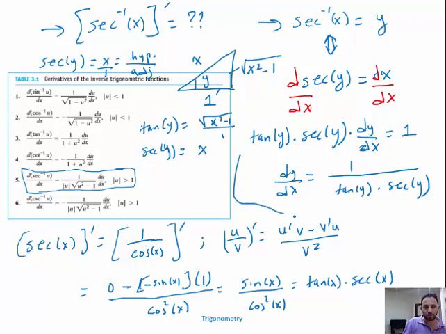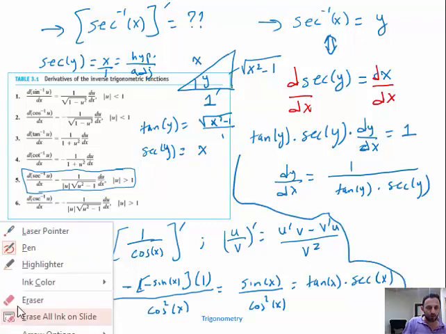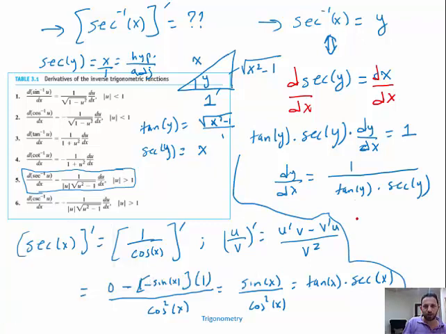So now I can replace 1 over tangent y with radical x squared minus 1, and secant y is x. And we know that the hypotenuse will never be negative, so we need to have an absolute value here. And that is the same as the equation given to us. Of course, this is in terms of u, and if it is in terms of u, not of x, we need to add the chain rule du by dx.